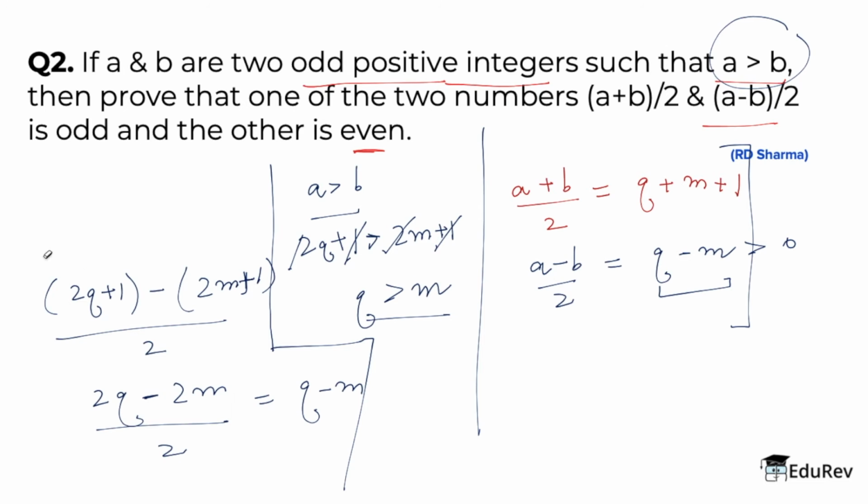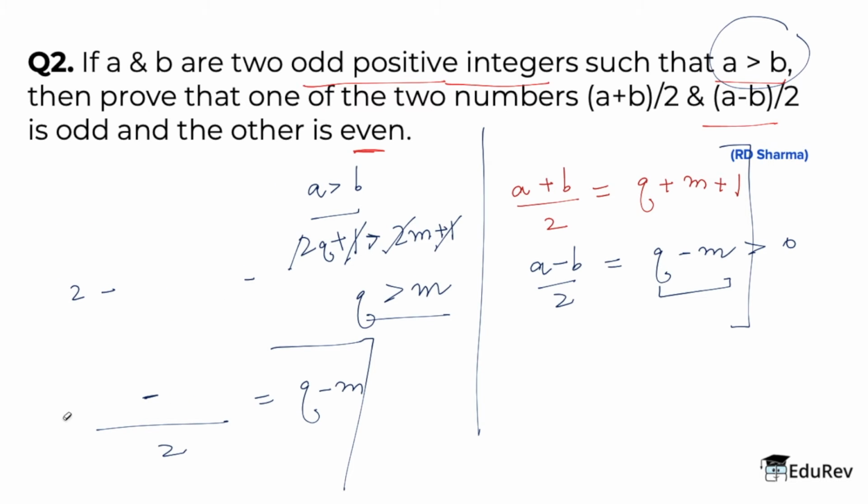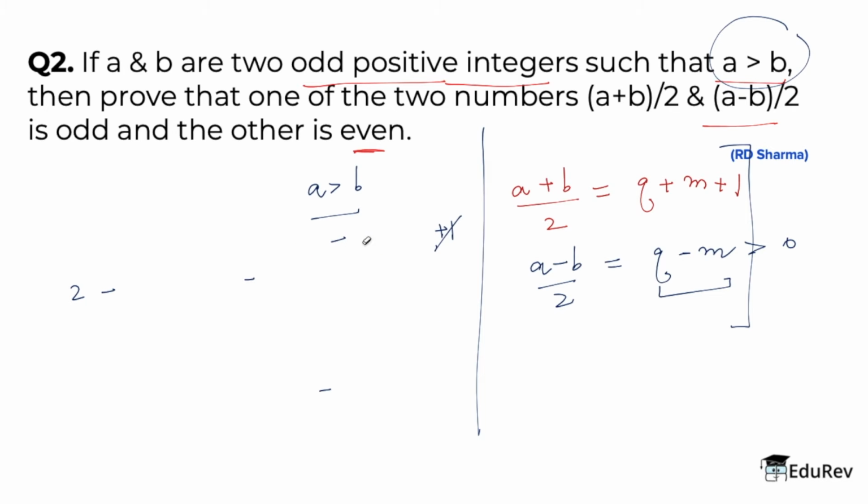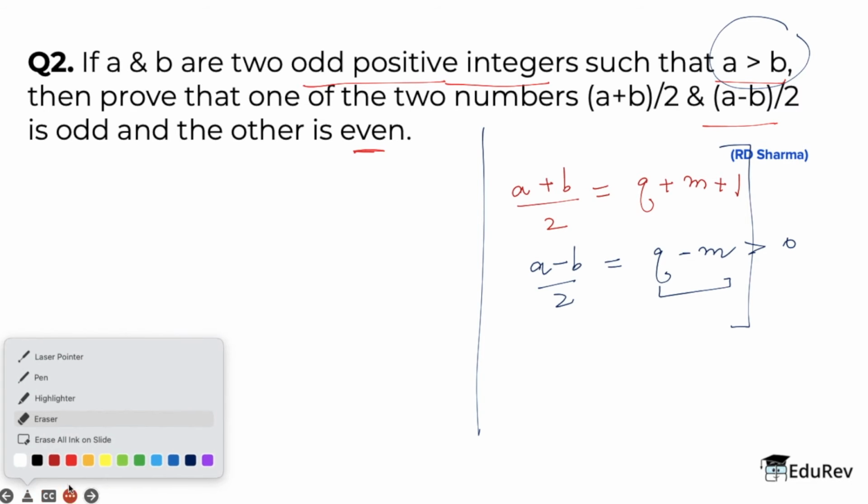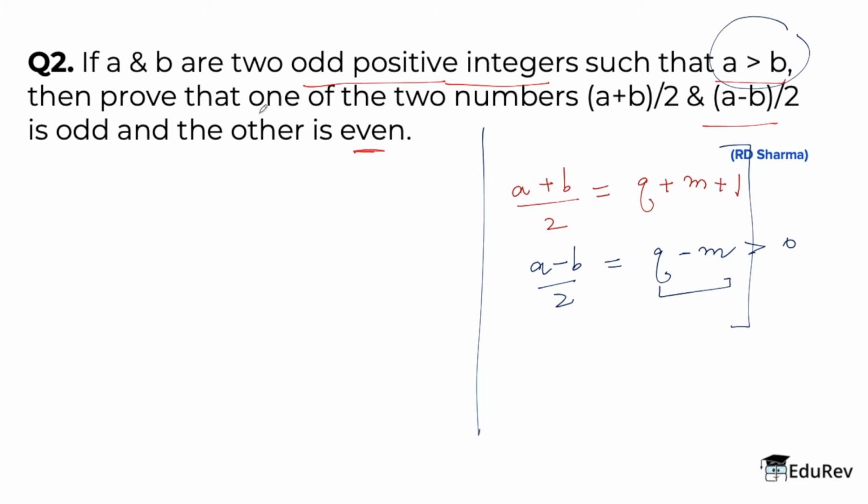Okay, so for that I need to consider one thing, and let's move towards the solution part now. Till now we have just assumed what A is going to be and what B is going to be. We figured out what (A plus B)/2 and (A minus B)/2 are going to be. We also figured out that Q was greater than M. Now we want to prove that one is odd and one is even.